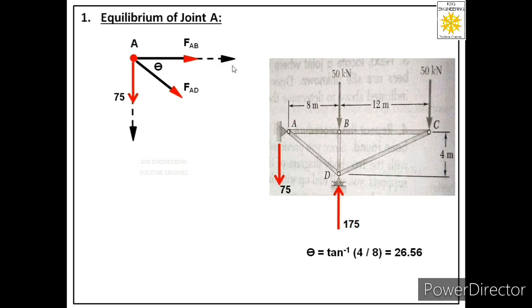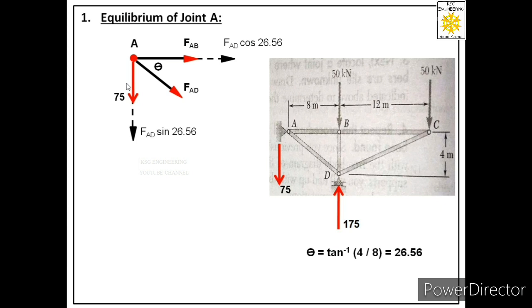So this component will be the cos component, the other component will be the sin component. Let us label these components now. We'll call this FAD cos 26.56. We will call this component FAD sin 26.56. So now we are ready with the free body of joint A.